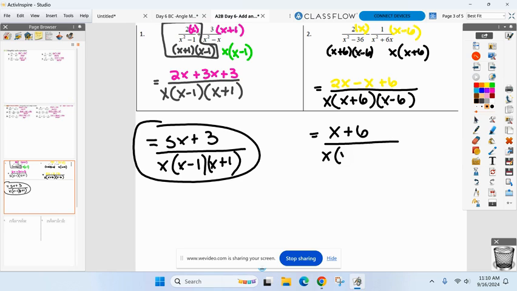Oh, anybody getting hungry here? I'm getting hungry. Unlike the last problem.